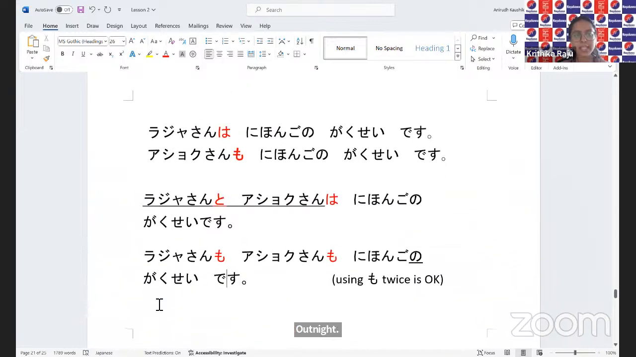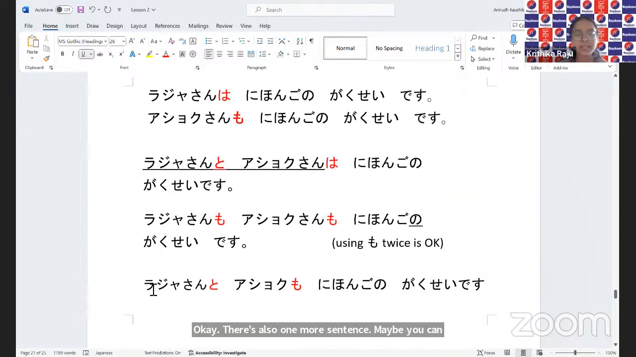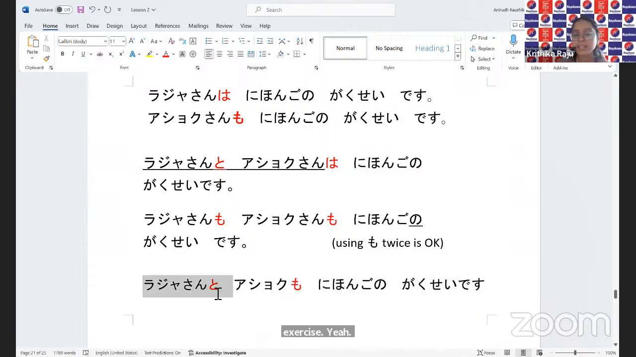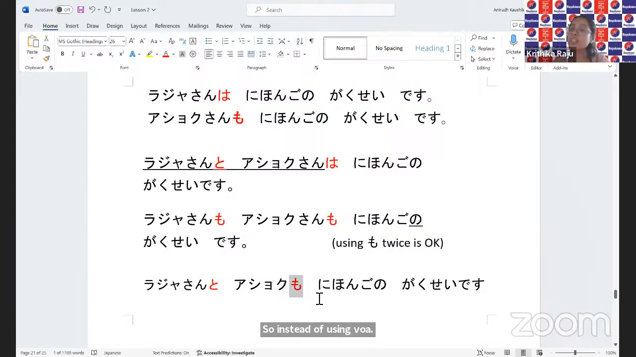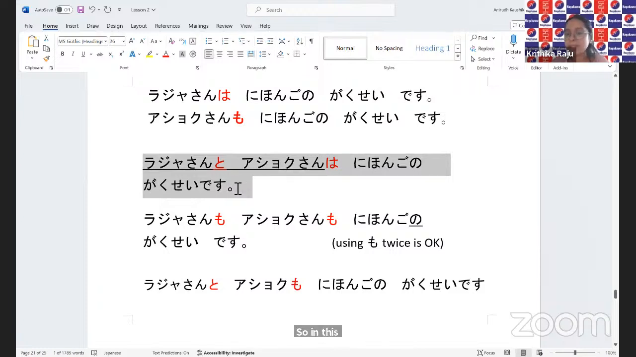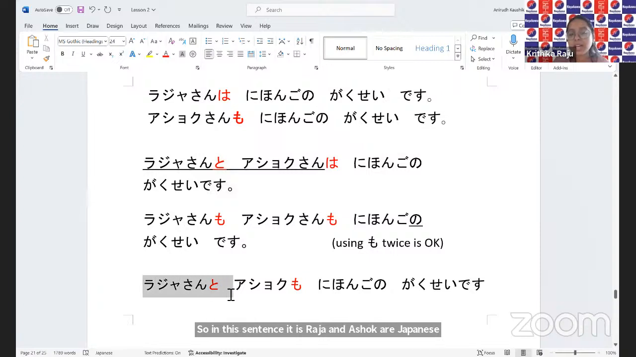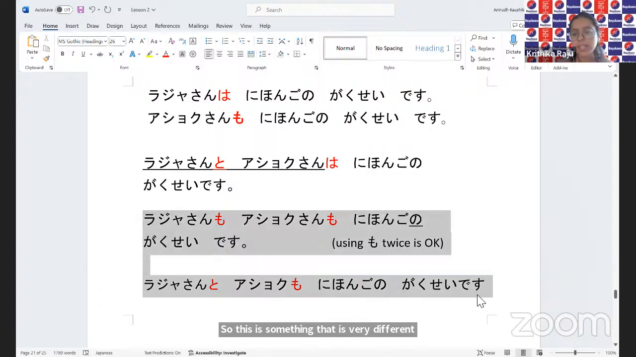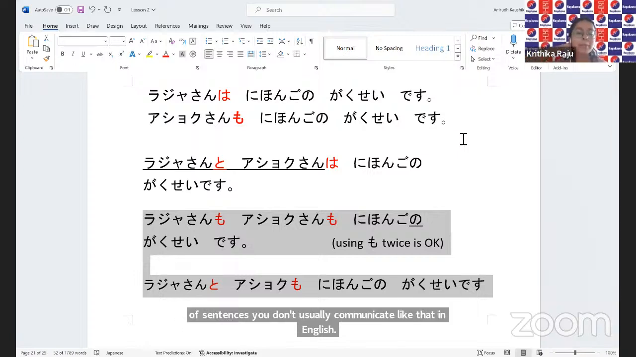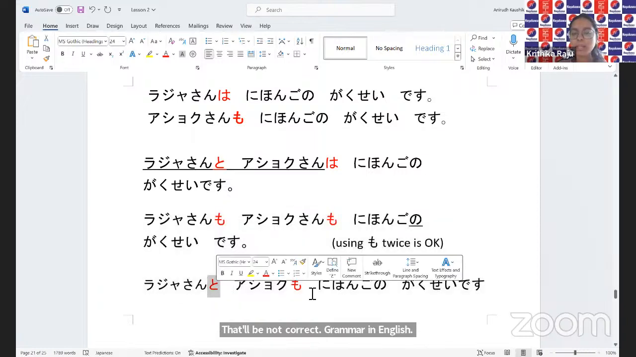Okay, there's also one more sentence. Maybe you can include that; it will be easy at the time of doing your exercise. It's Raja-san to Ashok-san mo Nihongo no gakusei desu. So instead of using wa, you can say Raja and Ashok is also. In this sentence, it is Raja and Ashok are Japanese language students. In the last sentence, it is Raja and Ashok is also Japanese language students. So this is something that is very different, right? The last two types of sentences, you don't usually communicate like that in English. That will not be correct grammar in English. But in Japanese, it is fine. The particles to and mo can come together.